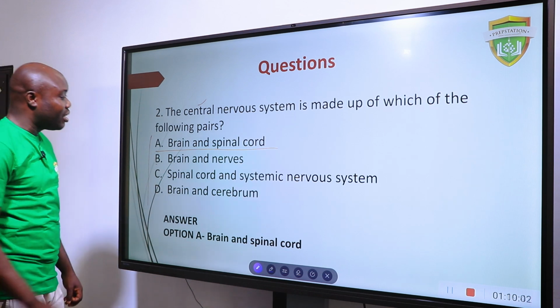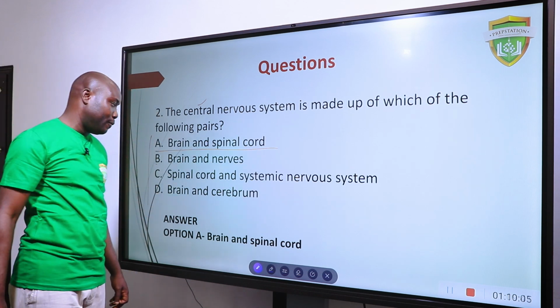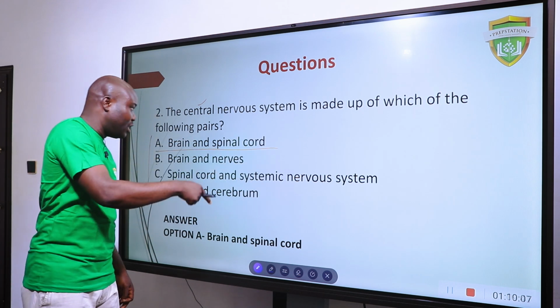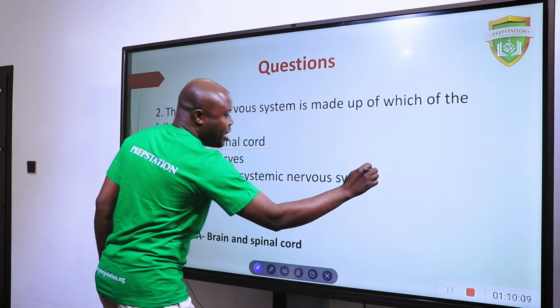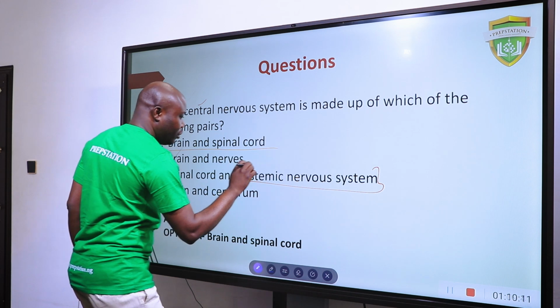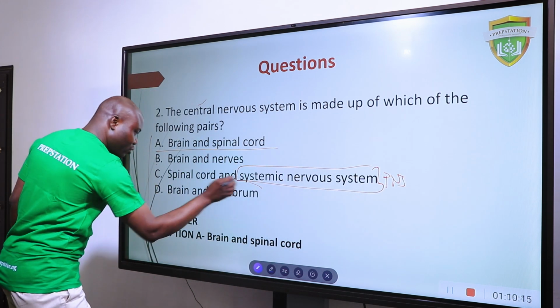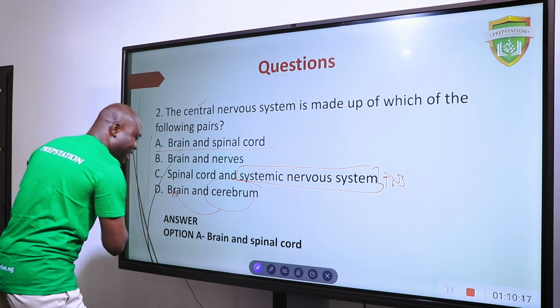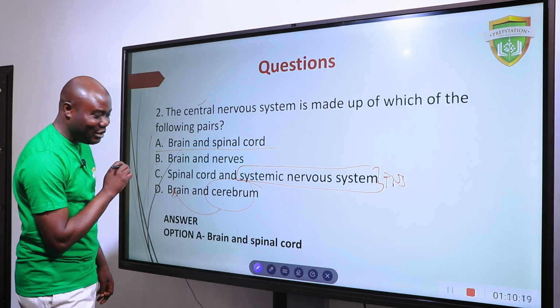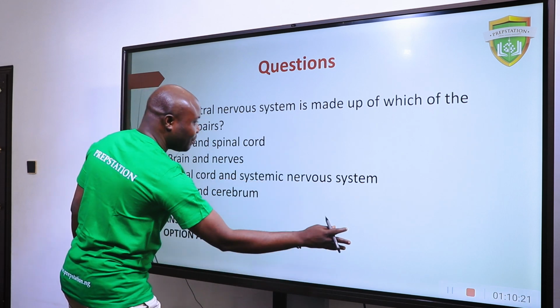Why did I say all of them are correct? This nerve is part of the spinal cord. This systemic nervous system is part of the PNS, the peripheral nervous system. Then we have this one too: the cerebrum is also part of the brain. So you need to know what you know. Thank you. Let's move on.